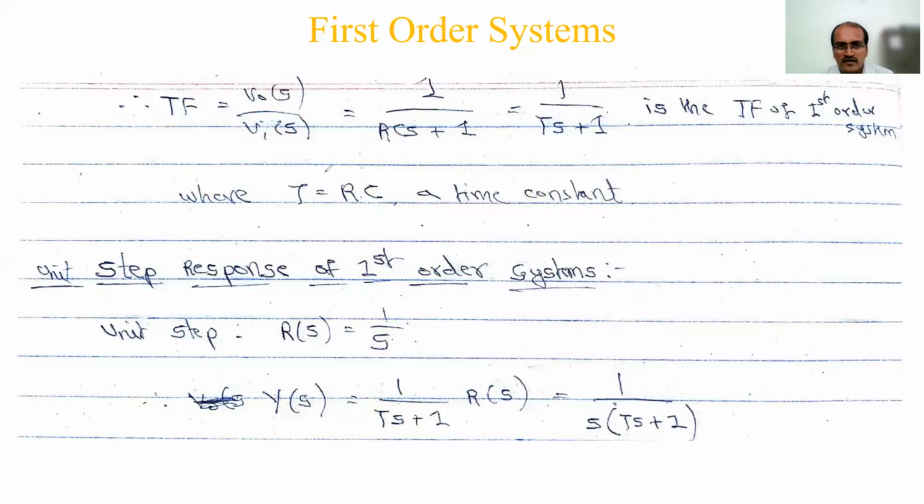So V naught of S by V of S is equal to 1 by RCS plus 1, and this RCS I will replace by a standard form, tau S plus 1. This was what we got, right? The transfer function of any first order system. So for this RC circuit, the time constant is RC. This is the transfer function of a first order system, and tau equal to RC is the time constant.